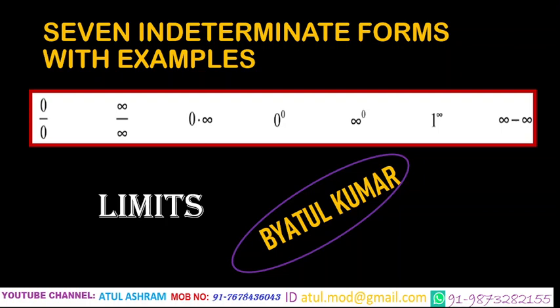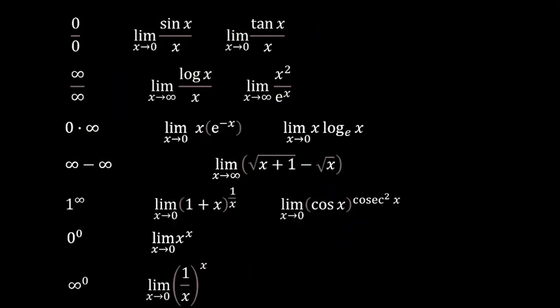If we get some function, when x tends to a limit a or anything, and we get an expression of the form 0 by 0, we call it an indeterminate form, and we solve it by different techniques. So let's see examples. 0 by 0 form, a very popular example.